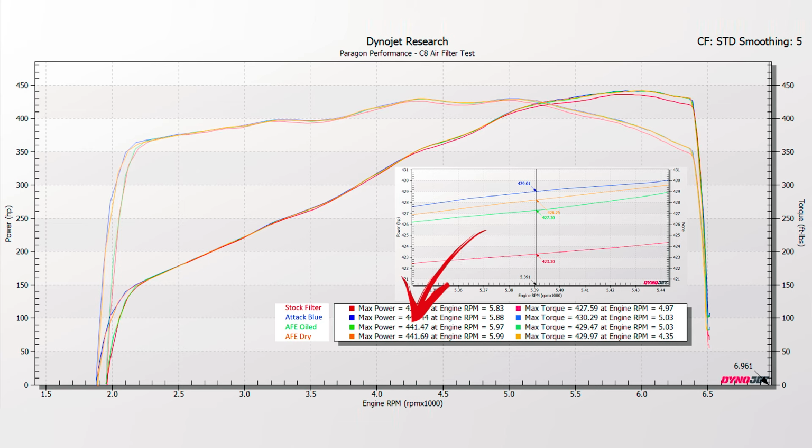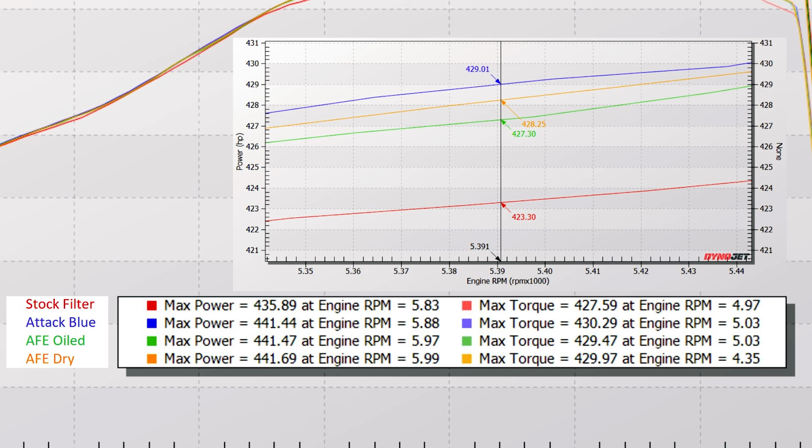The highest performing filter by a very small margin was the Attack Blue, followed by the aFe dry filter and the aFe oiled filter. You can see we zoomed in here to give an idea of what those gains really look like. Stock being 423 at this spot, around 5,400 RPMs, aFe oiled coming in at 427, aFe dry, 1 horsepower higher in that particular spot, and Attack Blue 429. So we're talking very small gains, but those are the results that we found.